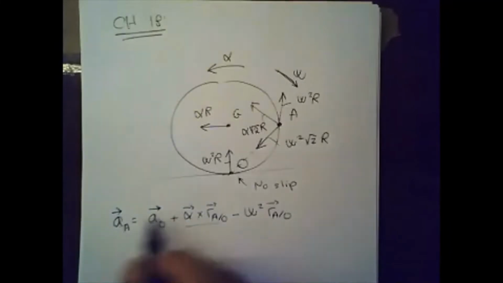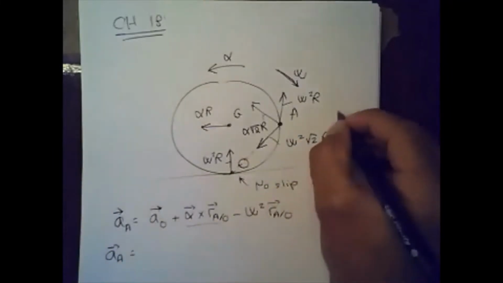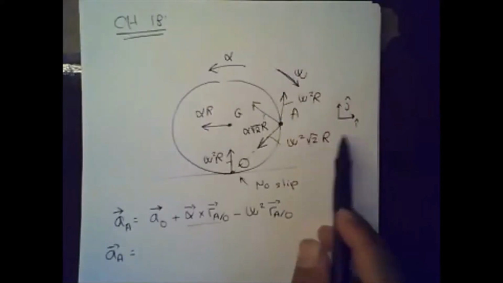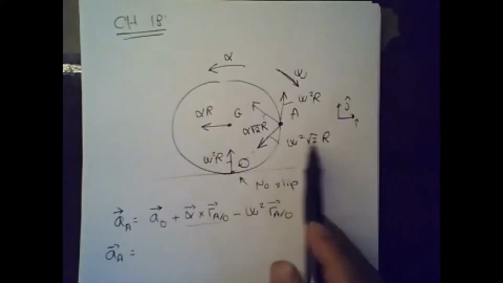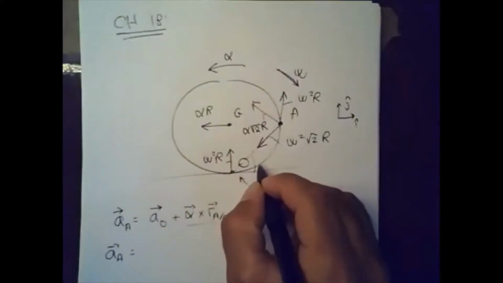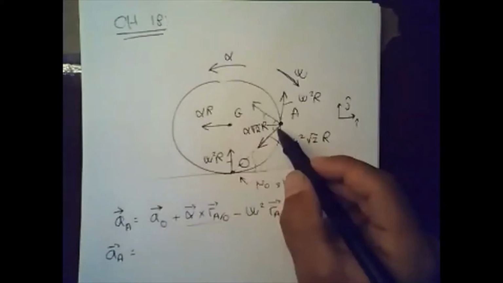Now, if I want to actually write the magnitude of this acceleration of A, what do I have in the I direction? Let me put that frame very quickly here. I believe this angle here is obviously 45, then this angle here is 45, and then this one is 45.